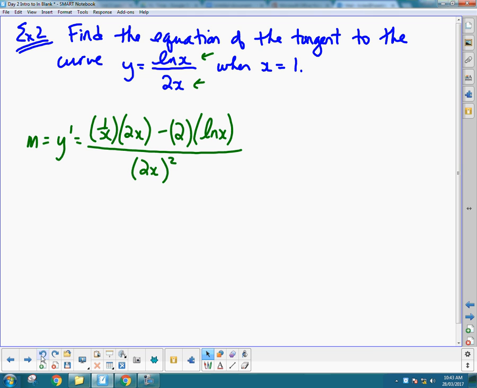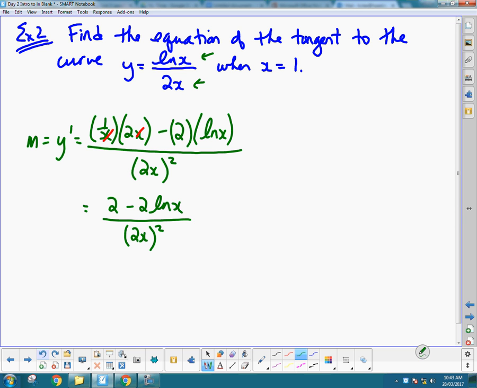I can simplify things a little bit. See, 1 over x times 2x, that's going to be gone. So up there I'll have a 2 minus 2 ln x. And even though I don't have to, I could make that 4x squared, but I'll just leave it as 2x all squared. Remember, I don't need to go much further. So this is the derivative.